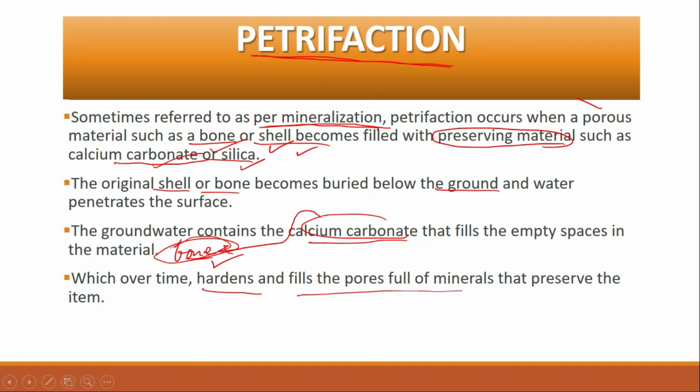Fine. Over time, see, like it is a bone, it had many pores, there was a lot of empty space inside it. Now it got filled fully with calcium carbonate, and over time it got hardened, and this hardened calcium carbonate preserved the item. Fine. So this is what petrification is.